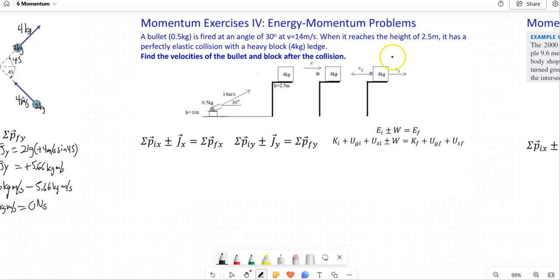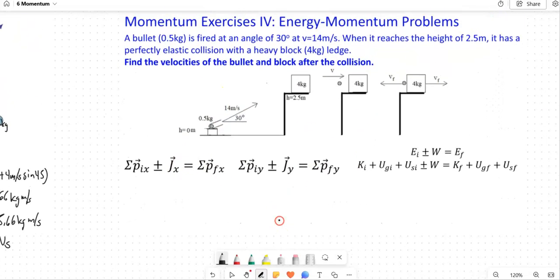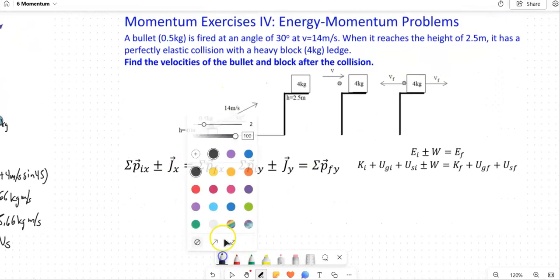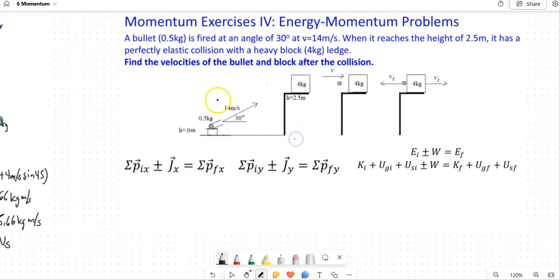And so we could solve for these final velocities, and we're going to assume this is a perfectly elastic impact. Well, the first thing we're going to have to do is figure out the initial velocities in the x direction and the y direction.